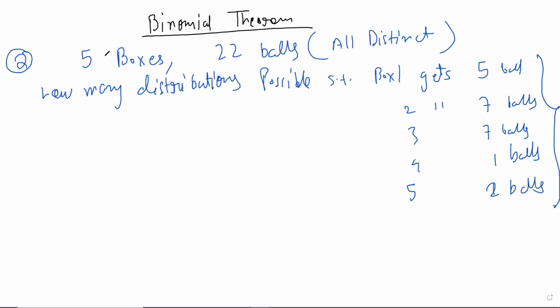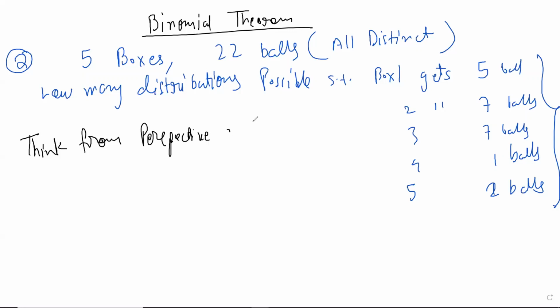If you think from the ball's perspective, then you won't know at what time how many balls you put in how many boxes. So maybe in this one, we should change the perspective, and we should think from the perspective of the box. All the boxes are distinct. So any 5 balls can be chosen for box 1 out of 22. Right, so I'll just write one thing.